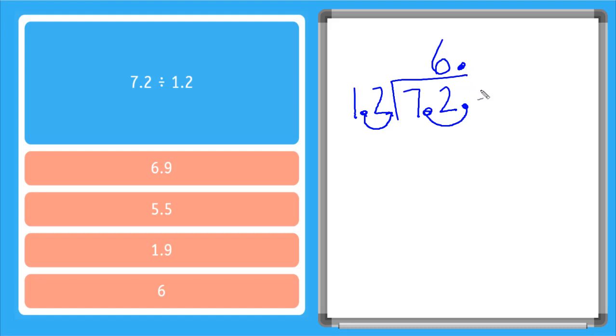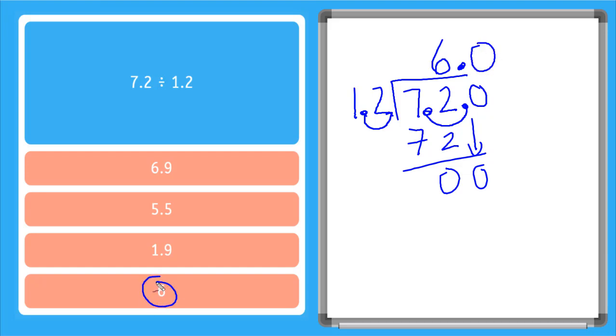So that means I know that 12 goes into 72 six times. And since my decimal place is there, that was a 0. 12 times 6 is 72. When I subtract that, I get a 0. I bring down my other 0. 12 goes into 0 zero times. So my answer is 6 right there. Nice work. Let's try another one.